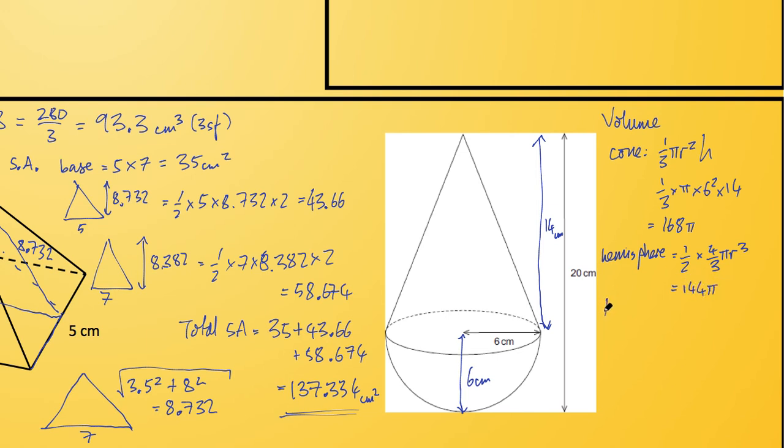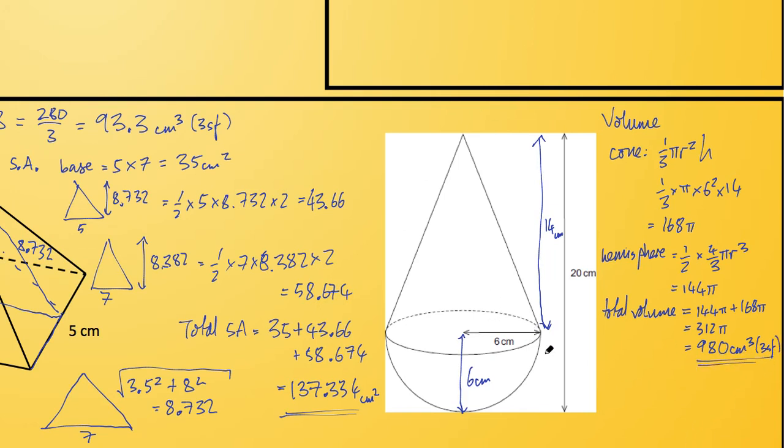So total volume, 144 plus 168 pi, is 312 pi, which is 980 centimeters cubed to 3 significant figures.